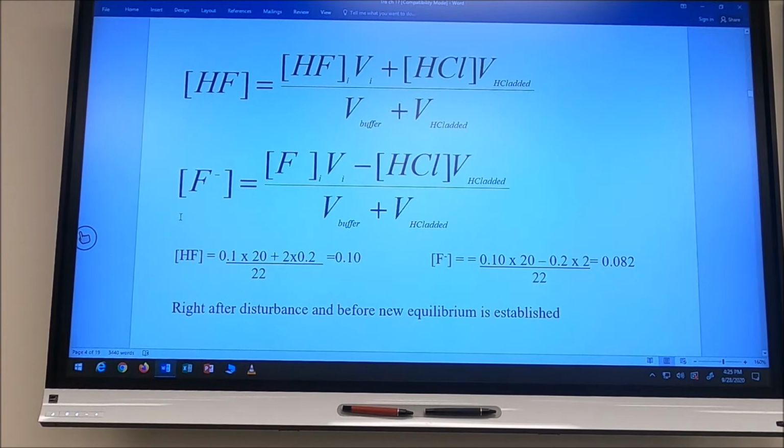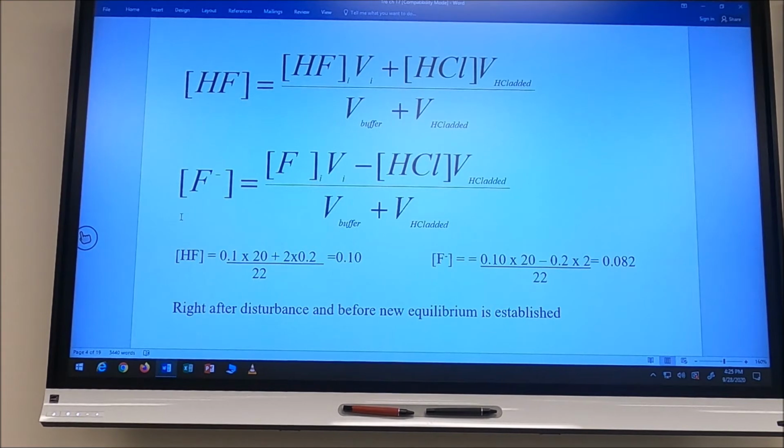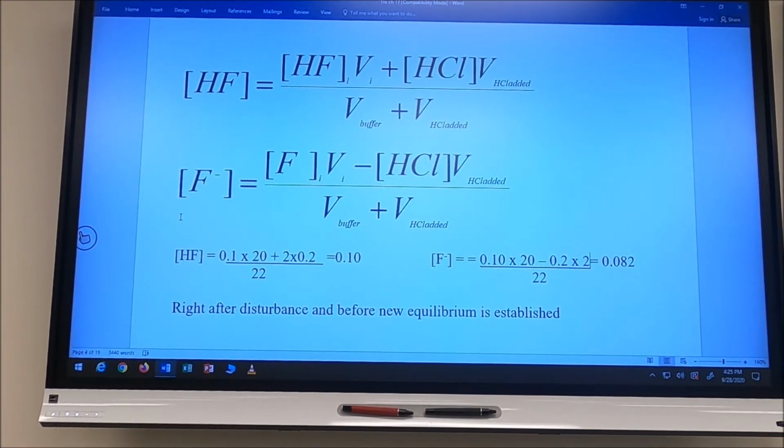That looks better. Let me check the math, make sure that I didn't make that mistake when I was calculating. So 0.2 times 2 plus 0.1 times 20 divided by 22, I should get 0.11 here. And 0.2 times 2, negative, plus 0.1 times 20 divided by 22. Okay, that actually changes that to 0.073.